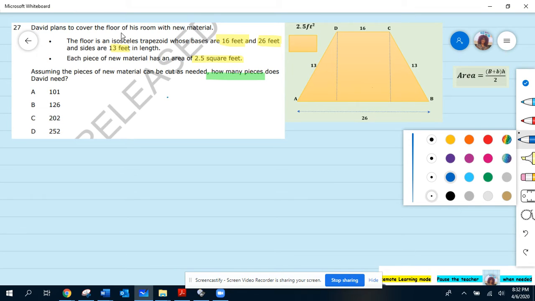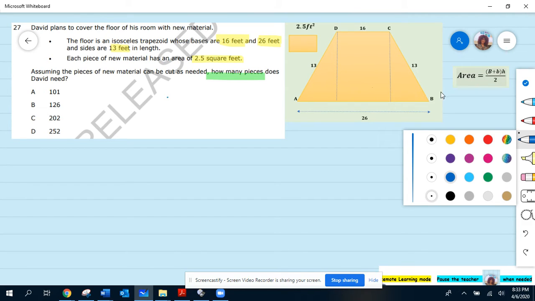So David plans to cover the floor of his room with new material. The floor is an isosceles trapezoid whose bases are 16 and 26 and sides are 13 feet. Each piece of new material has an area of 22.5 square feet. Assuming the new pieces of material can be cut as needed, how many pieces does David need?